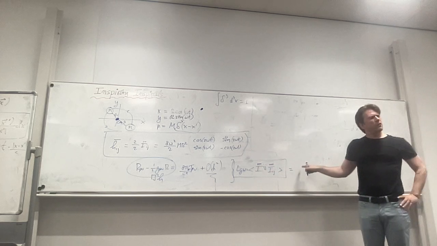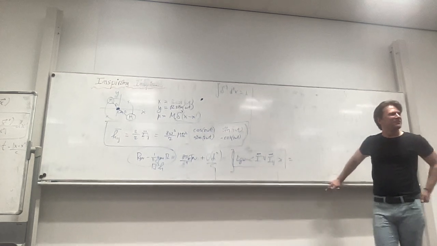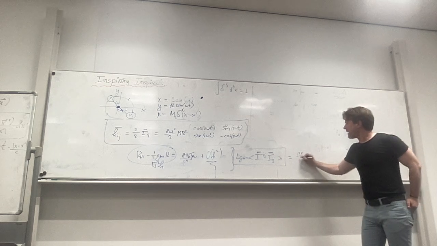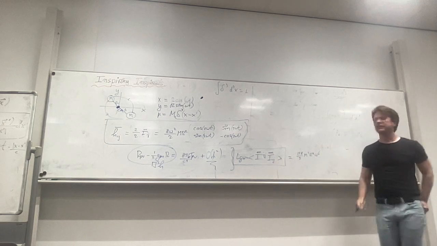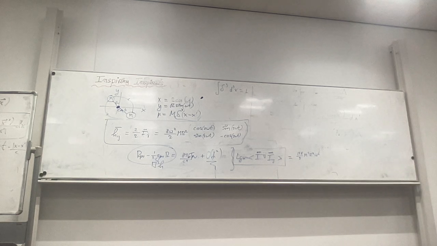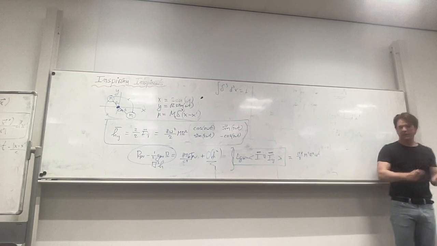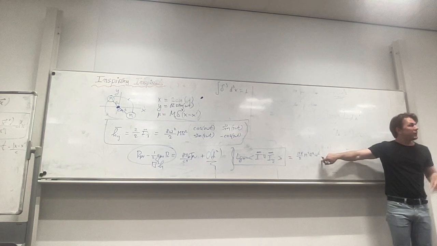Does anyone remember what I wrote here? Because I accidentally wiped it out. It's a testing question. 128 over 5 m squared r to the 4 omega to the 6, plus G's and c's. Okay. The period is also here. That's the frequency of the two stars around each other. So this guy is a function of the period and only of the period of the system.